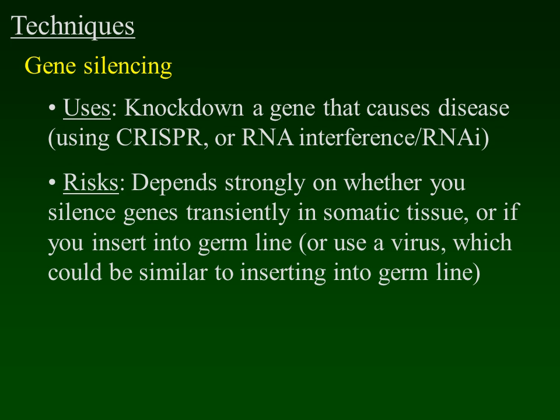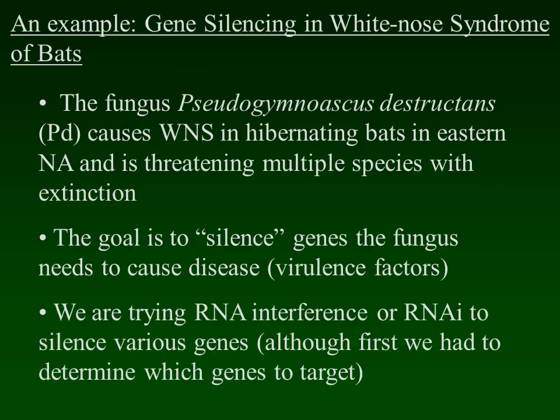But there are also ways to do this where you insert it into the germline, and it then gets passed on to the progeny. In addition to directly inserting this into the DNA, there are ways to put this into a virus, where the virus then may move along with the organism. And if that virus continues to be associated with the organism, it's the equivalent of moving it into the germline. So next slide, please. This is my example of gene silencing in white-nose syndrome of bats.